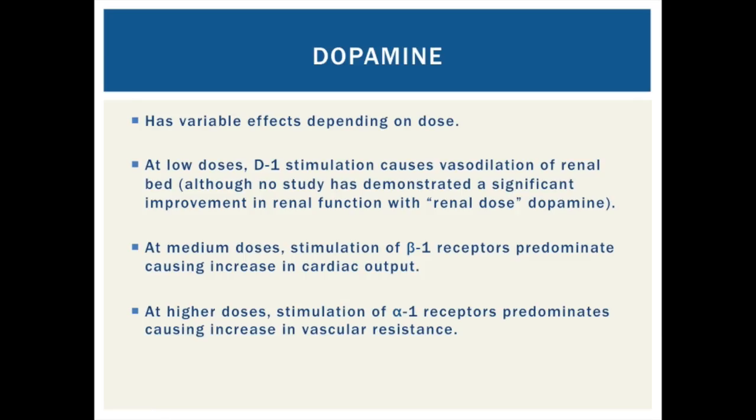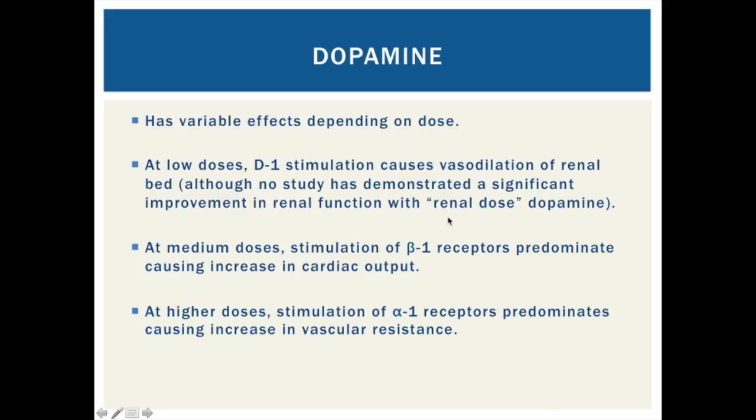Dopamine. This is another pressor that has a variable effect depending on what dose you use. At low doses, the D1 stimulation causes a vasodilation of the renal bed. This has been looked into quite a bit, and it doesn't sound like there's really been a clear benefit to this effect. There was at one point in time when people were using renally dosed dopamine, and that's not something that we do anymore.